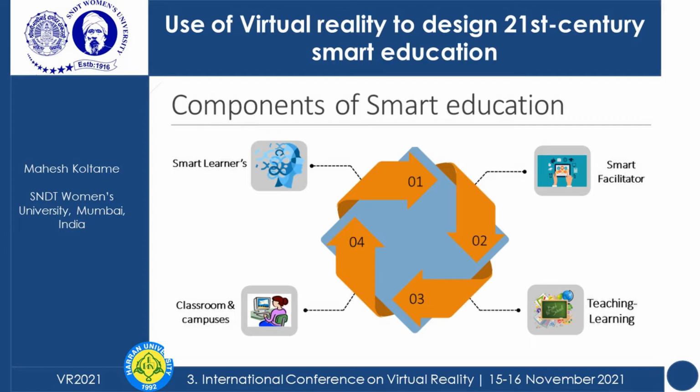Now, the fourth and last component is smart classrooms and campuses. Beyond the four walls, physical or virtual classrooms and campuses equipped with digital devices and high-speed internet provide space for their innovative use. Learning, sharing, and collaboration are promoted in such campuses.